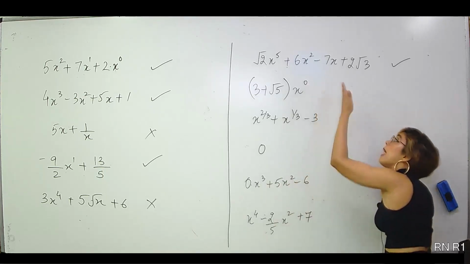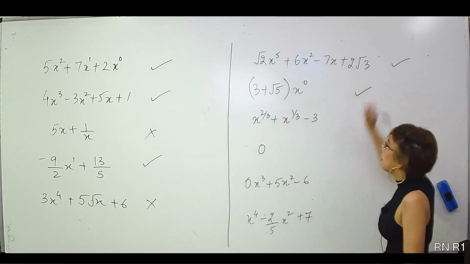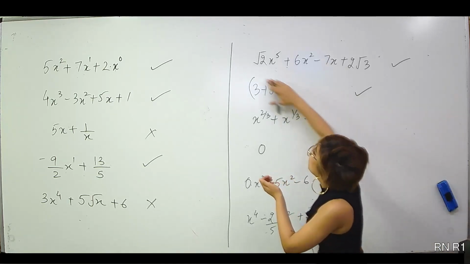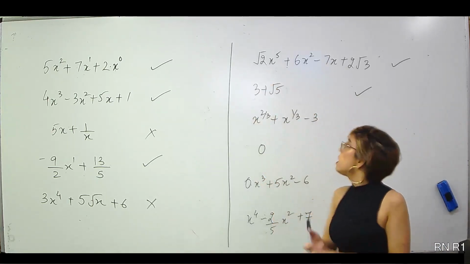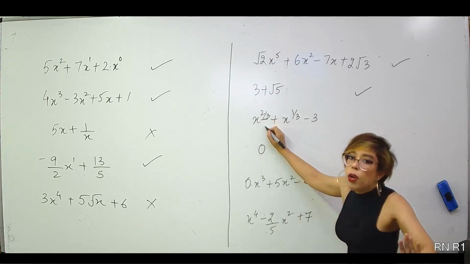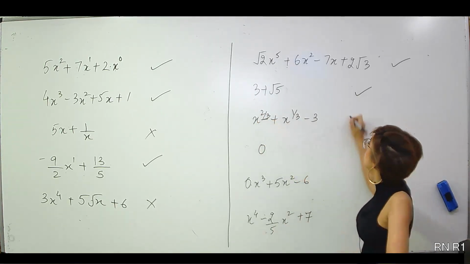This is a whole number. That means this is a polynomial. In fact, this is nothing but a constant polynomial. Alright, next. X to the power 2 by 3. Now, 2 by 3 is definitely not a whole number. Not a whole number, not a polynomial.